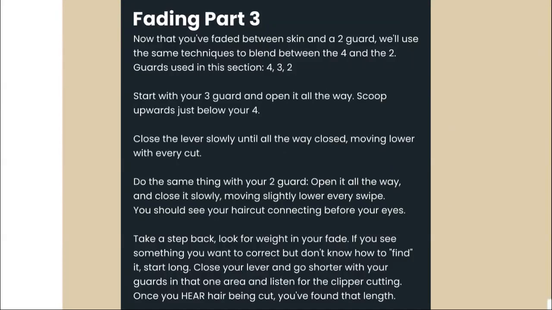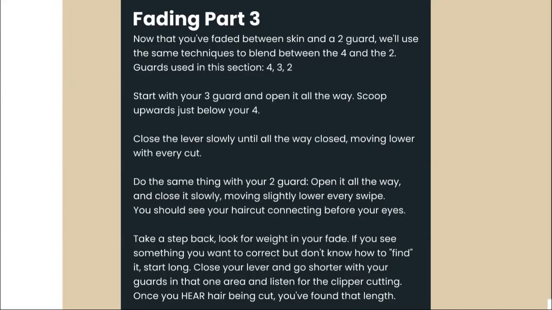Then we'll review. Start with your 3 guard, open it all the way. Scoop upwards to just below where your 4 was. Close the lever slowly until it's all the way closed, moving lower with every cut. Do the same thing with your 2 guard. Open it all the way and close it slowly, moving slightly lower with every swipe. You should see your haircut connecting before your eyes.